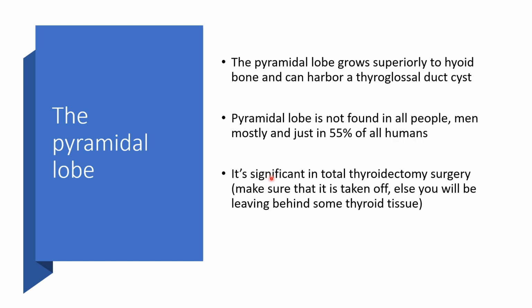The significance of the pyramidal lobe, and why I'm talking about it, is that when there is the need for thyroidectomy, and the suggestion is that the patient should have total thyroidectomy surgery, then the surgeon must make sure that the pyramidal lobe is also taken off. If not, the surgeon will be leaving behind some thyroid tissue, thinking total thyroidectomy had been done, but the pyramidal lobe will continue to produce thyroid hormones.